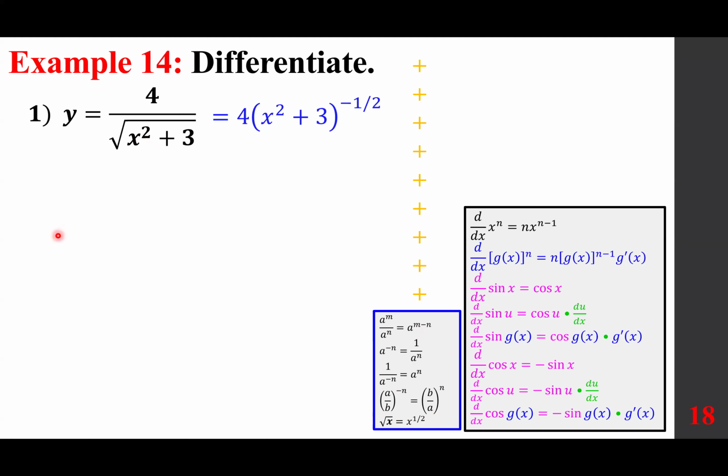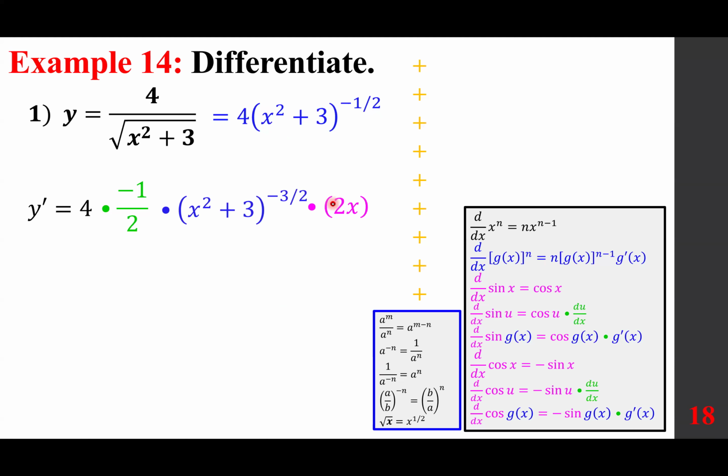So y prime is 4 times negative 1/2 times the same thing to the power of, you're going to subtract 1, makes it negative 3/2. So again, negative 1/2 minus 1. And then the derivative of the inside, we are looking at the chain rule. So that means 2x. And that is the extent of the calculus.